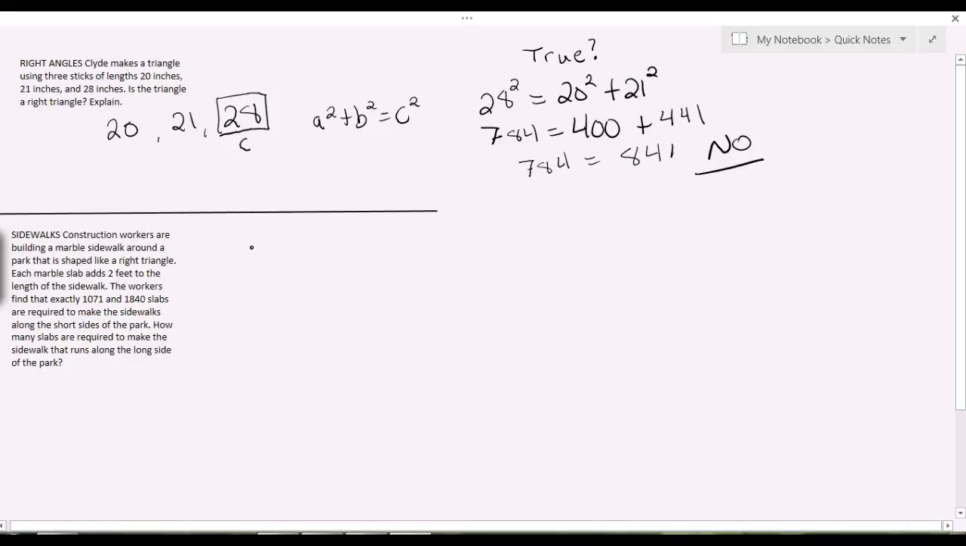Our next question says that construction workers are building a marble sidewalk around a park that is shaped like a right triangle. Each marble slab adds 2 feet to the length of the sidewalk. The workers find that exactly 1,071 slabs and 1,840 slabs are required to make the sidewalks. So I'm going to go ahead and draw that.